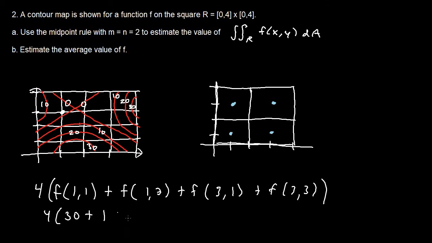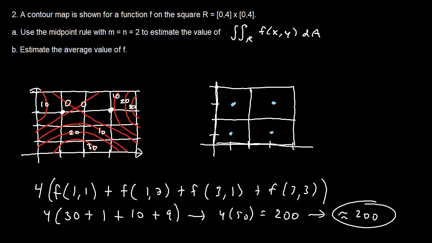So plus 1, now plus, here we have f of 3, 1. So f of 3, 1 is going to be here. That's exactly in line with the value of 10. So f of 3, 1 is going to be 10, plus f of 3, 3. Now if I look at 3, 3, it's around here, between 0 and 10, but closer to 10. So let's go ahead and say it's 9. So 30 plus 1 is obviously 31. 31 plus 9 is 40. And 40 plus 10 is 50. So we get 4 times 50, which gives us a value of 200. So we can say that the value estimated is around 200.